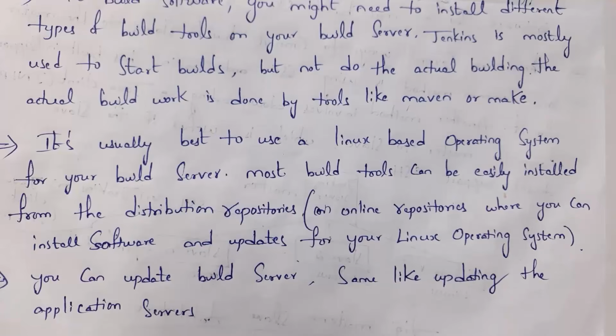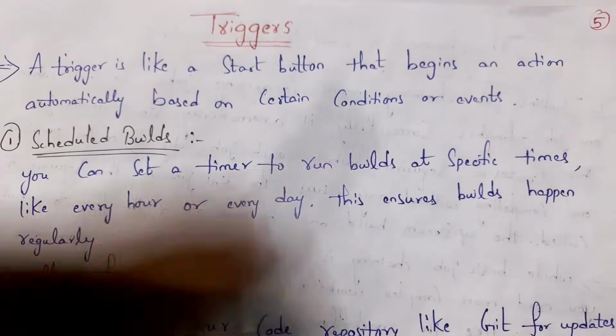Guys, whenever you are using any build server, definitely we need to install the Linux operating system on that server. And by using the internet, you can install various kinds of tools on that server. And whatever steps you follow to update an application server, the same steps you need to follow in order to update the build server. Next I will explain what triggers are.